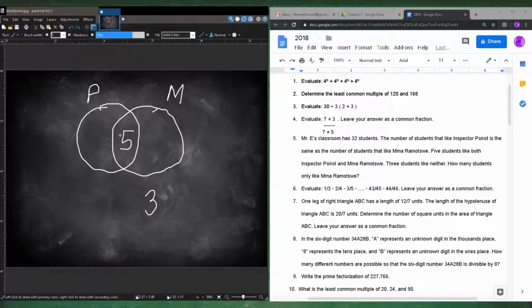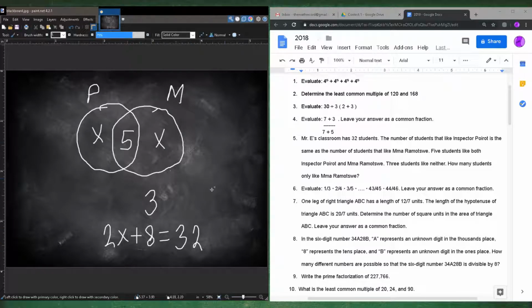Since the middle is the same for both of them, so there's 5 people, that means this side has to be the same as this side. So we'll just write this both as variable x. And we'll just solve it using a variable. So x plus x is 2x. 5 plus 3 is 8. So that's the total amount of people. Our total amount is 32, so it's equal to 32.